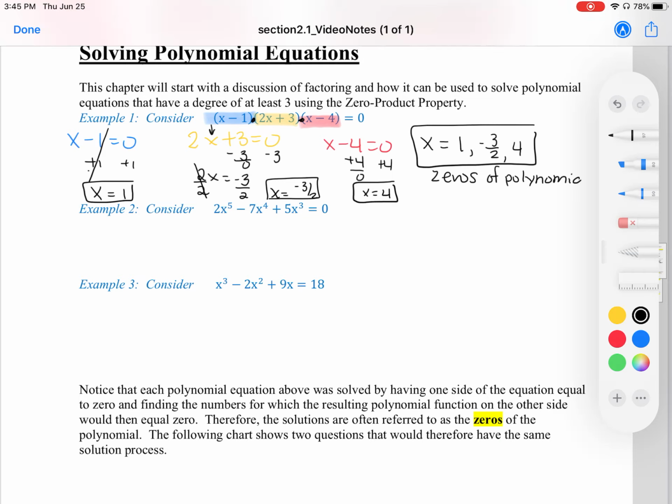So your instructions might be something like find the zeros, or you can see something as plain as just solve or solve for your polynomial. Let's go on with the next problem, example 2.